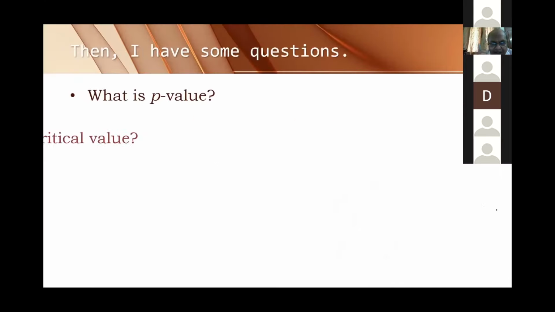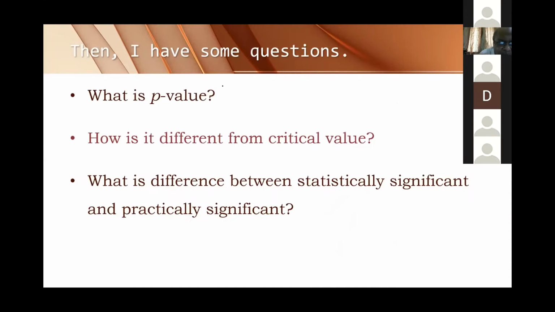Then I have certain questions. What is p-value? And I hope we are able to discuss it. How is it different from critical value?